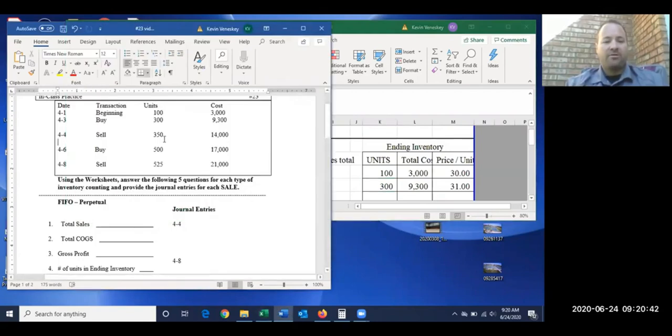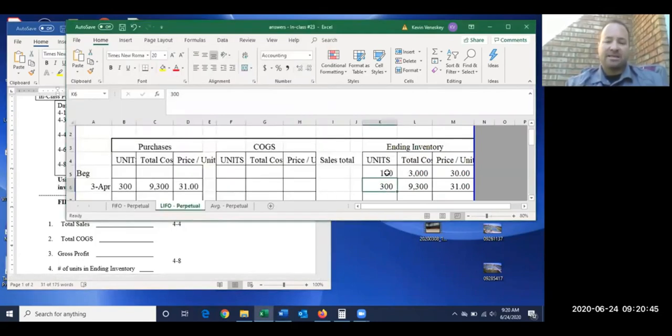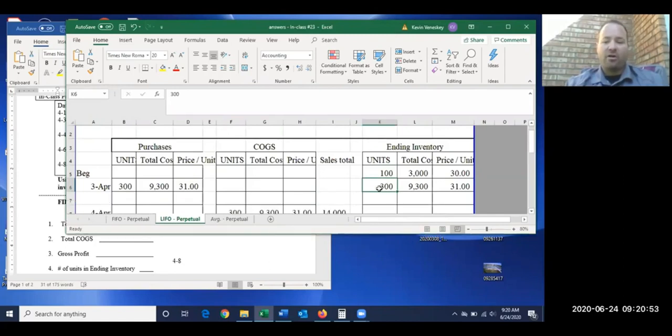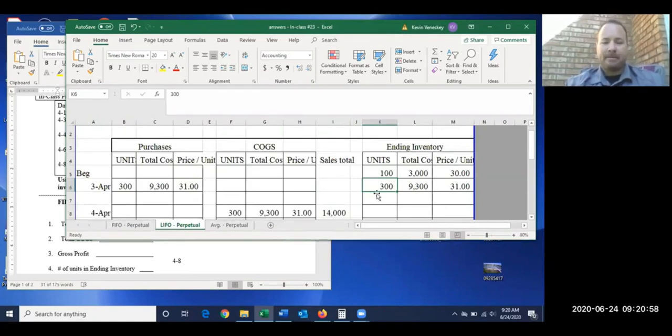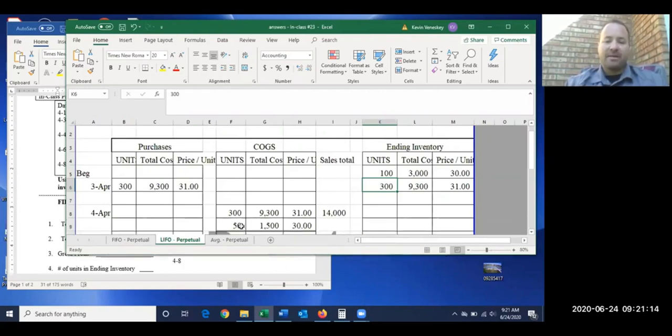When I sell 350 items, instead of selling these first and then these second, I'm now selling these first. So out of the 350, I'm selling all of this bottom purchase, the second one. So that whole line just gets transferred down because I'm selling more than what I even bought. And then I still have 50 left that I have to sell out of that first batch. And 50 at that price, 30 bucks a piece, will tell me how much it cost.